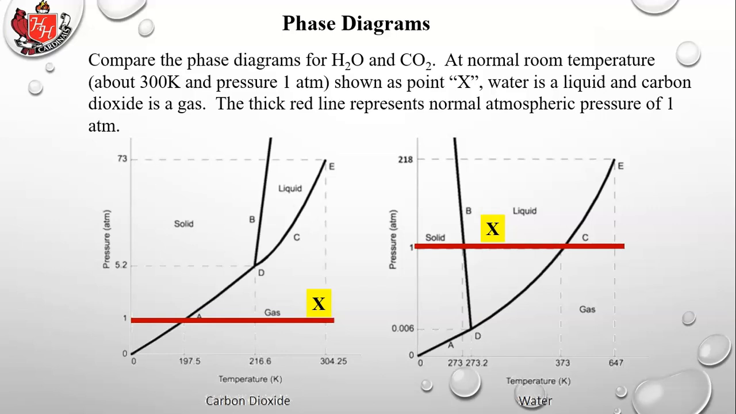If you look at carbon dioxide, it has a similarly shaped phase diagram, but you can see the liquid phase is much, much smaller. The gas and solid phases are much, much bigger. And you can see that the heavy red line again over on the left side where it says carbon dioxide is at 1 atmosphere of pressure, and it's roughly above 300 degrees Kelvin. And that would put carbon dioxide in the gas region of the phase diagram. And as we know, carbon dioxide, which is what we exhale every time we breathe, is a gas at normal room temperature and pressure.